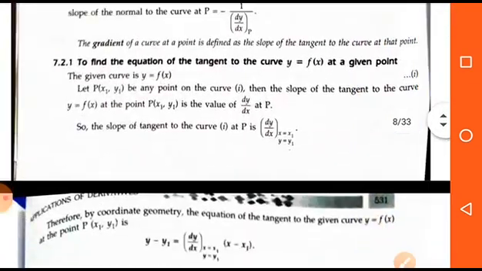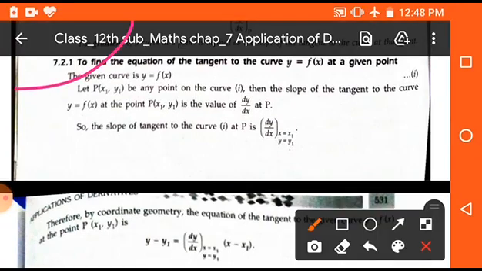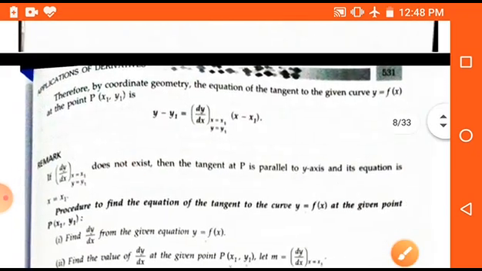Now, to find the equation of the tangent to the curve y equals f(x). That means we can find the equation of the tangent for any curve if a point is given. Clear? So what is the formula?